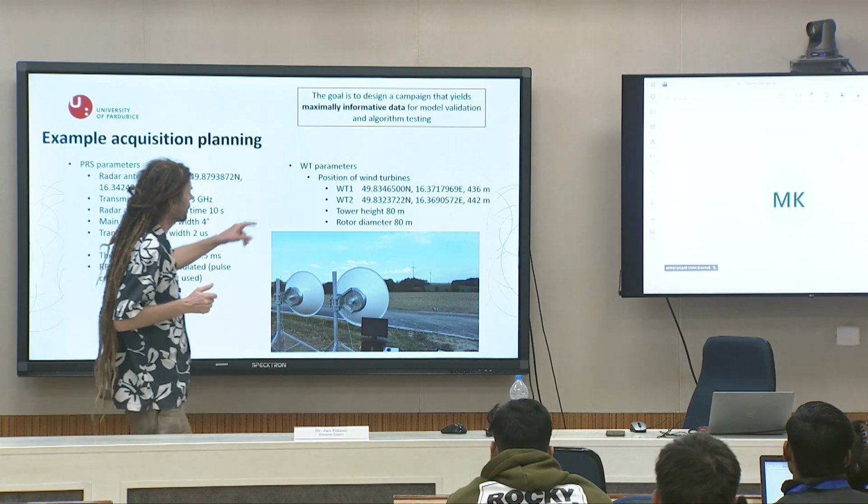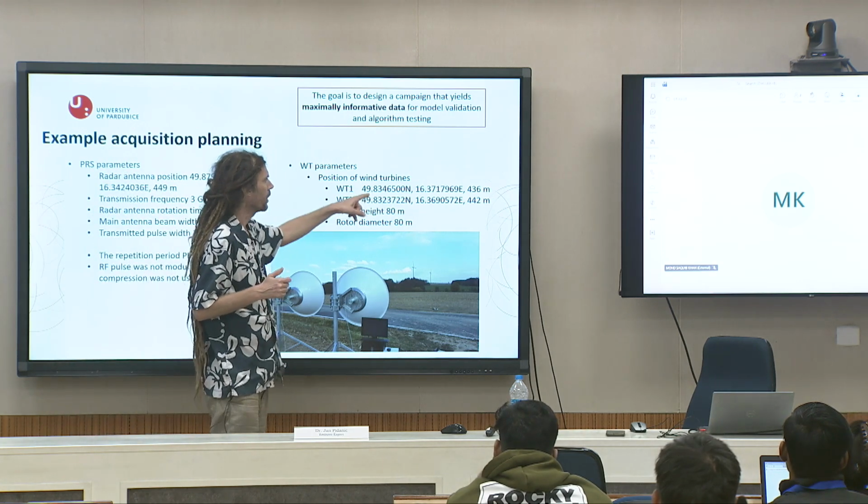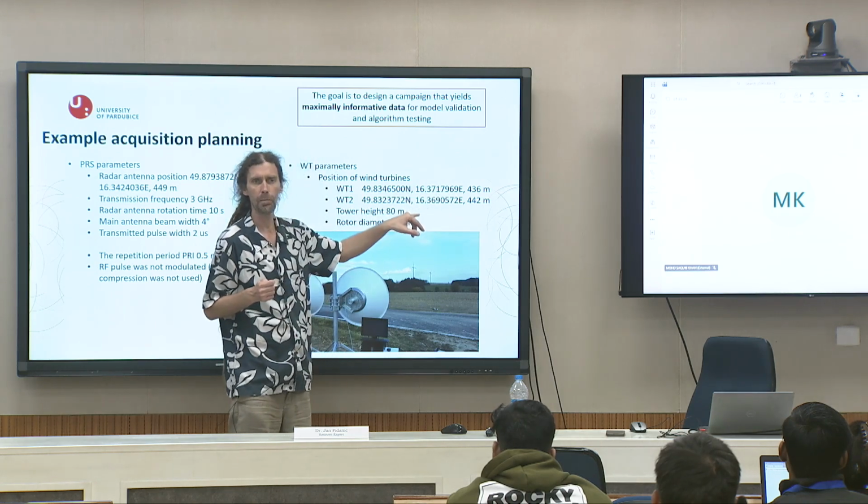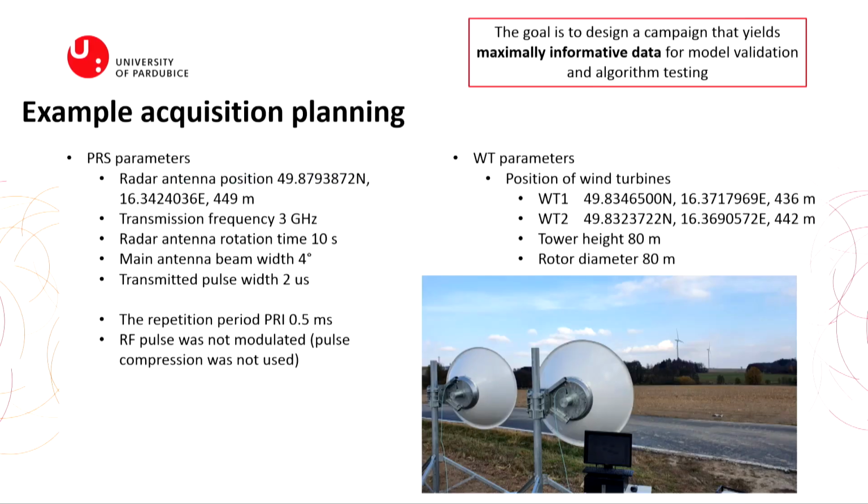So there is the position of wind turbines. I placed this data because later you can play with it and you can just show it on a map. Tower height was 80 meters, rotor diameter 80 meters. So it was like a testing measurement.